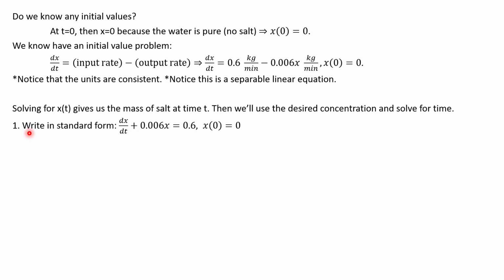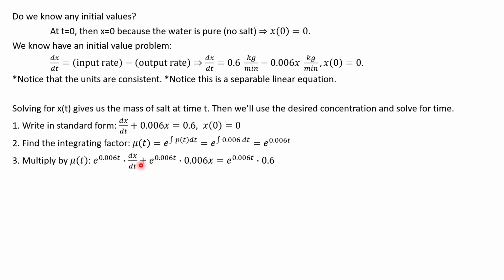So I'm going to write in standard form, so just a little bit of rearranging. And then our integrating factor mu is e to the integral of p, where p was the coefficient on x, so that's for us 0.006. And then we get our integrating factor is e to the 0.006t.